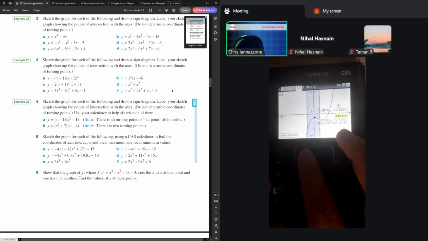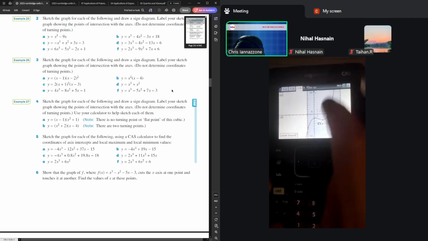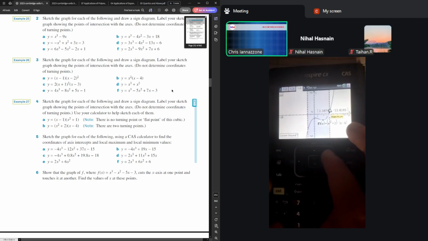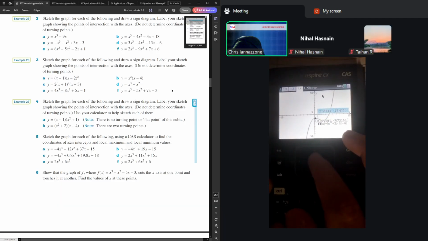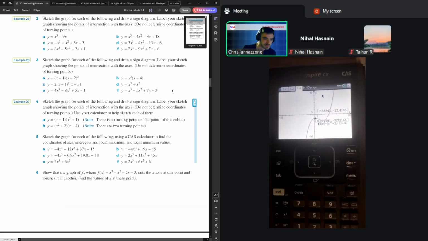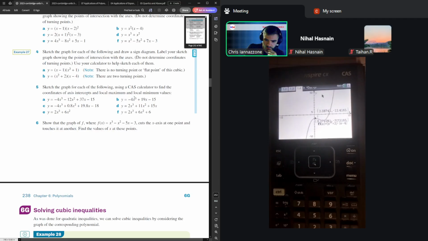Don't drag it too far, otherwise it will find these points over here. As you can see, if I drag it far enough, it's grabbing those. Keep it within the boundary. And yeah, same as before. Decimals you're only allowed for if you're told to use decimals. That's about it for the graphing stuff there.